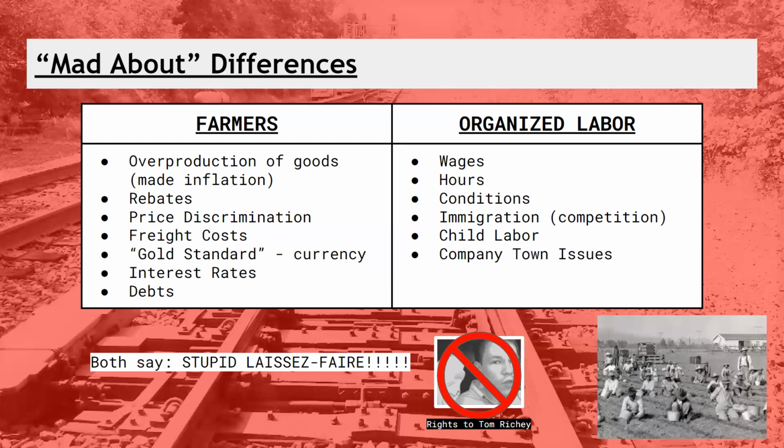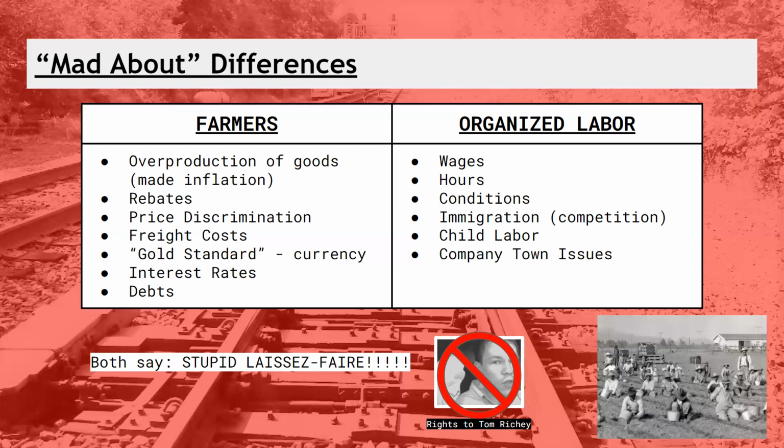The organized laborers didn't like the wages. They didn't get paid enough, too many hours, bad conditions, and immigration. They didn't like immigration because that caused competition. That means not enough jobs, too many people. Child labor, they didn't like that.